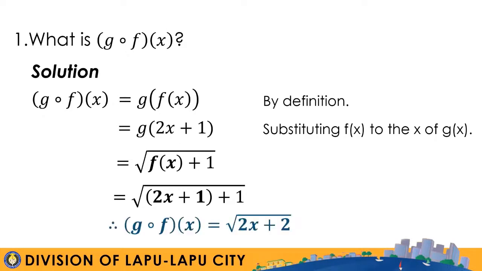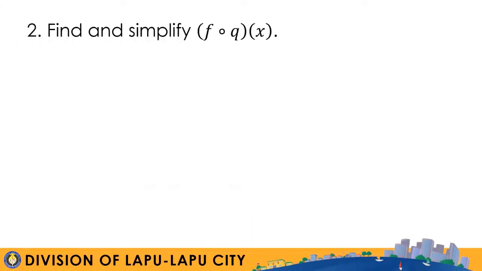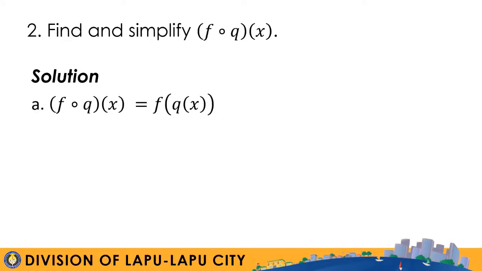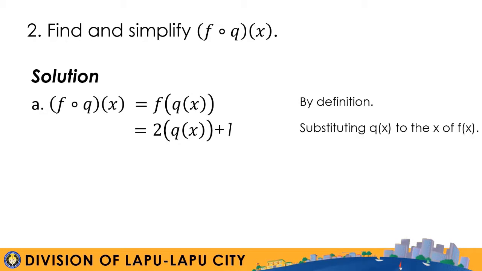Thus, g of f of x is square root of 2x plus 2. 2. Find and simplify composite function f and q. Solution. F composed of q of x, or f of q of x, by definition. Then substitute q of x to the x of f of x.